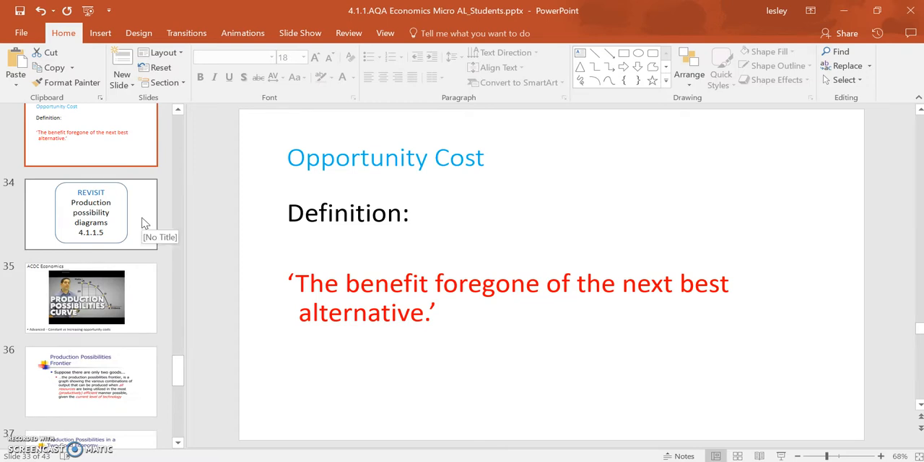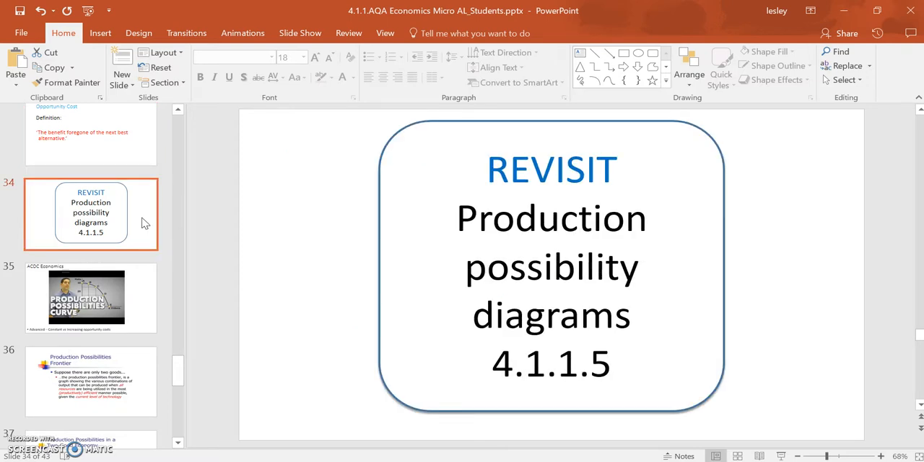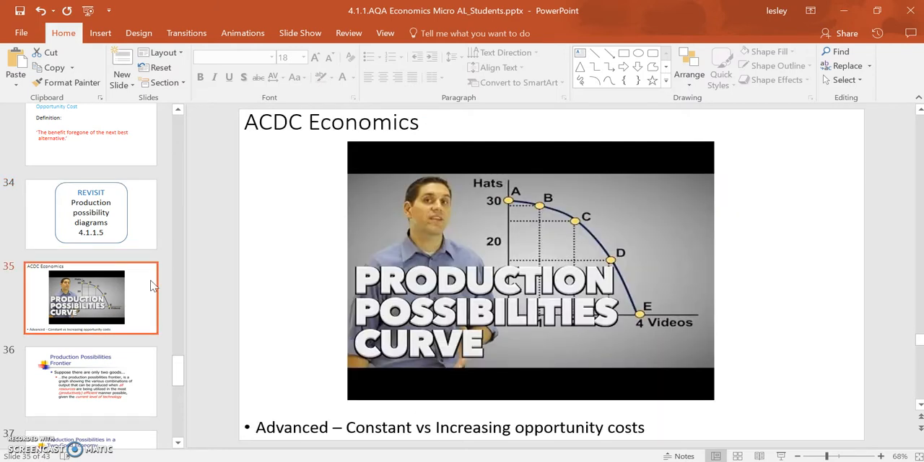And one of the best ways of showing that is now on slide 34, 4.1.1.5. We're going to revisit production possibility diagrams. And this is probably the most technical area of this first section. I've got a great video here.